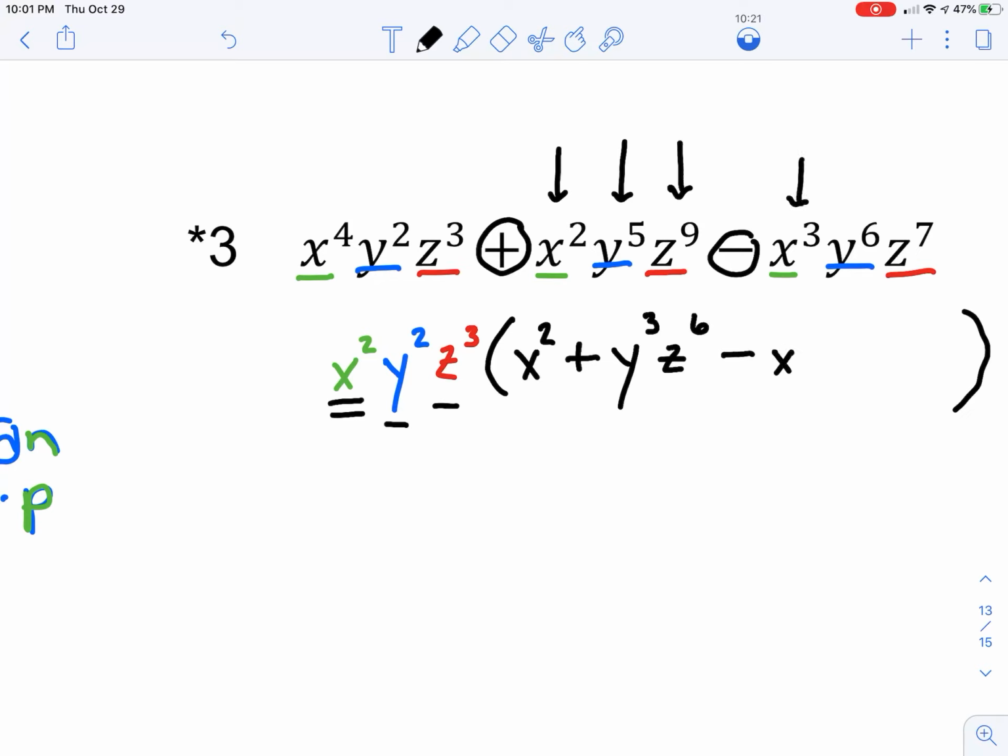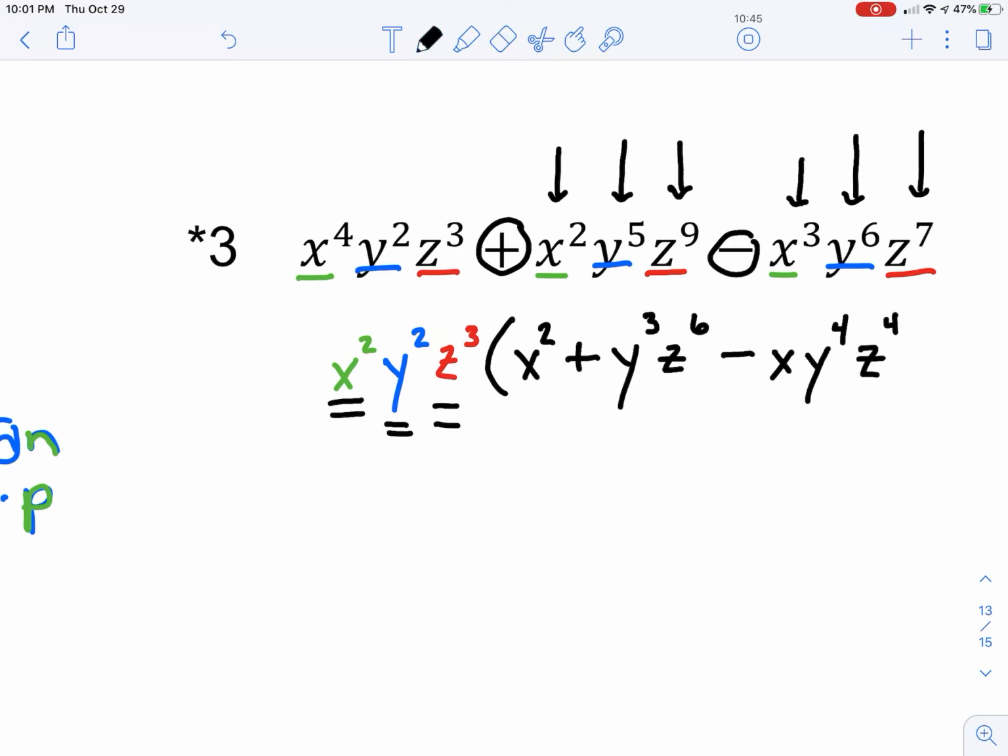So we have x squared, but I have 3 x's here, so I need to put 1 back in. I have y squared over here, but it just so happens I have 6 of them up here, so I'm going to need to put back in there 4 of those. I have z to the 3rd here and z to the 7th here, so I'm going to need to put some z's back inside, 4 of them.